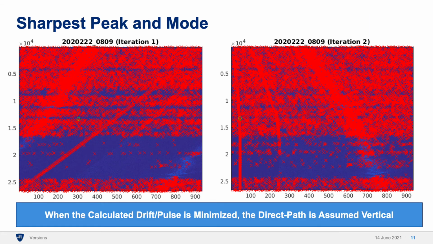These figures show 2 iterations of the pulse compression process. The red X's are the sharpest peak estimate. As you can see, the data is quite noisy, but you can still make out some structure here, like the forward scatter, the back scatter, and the direct path.